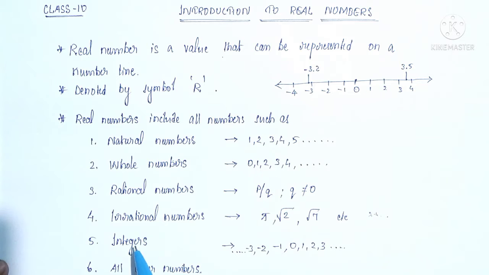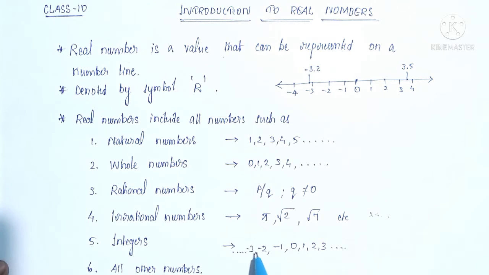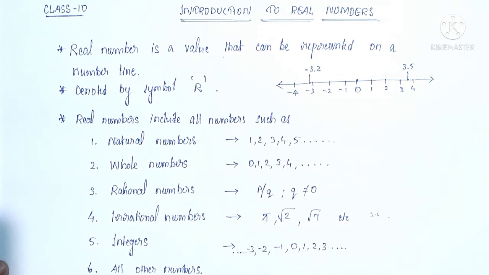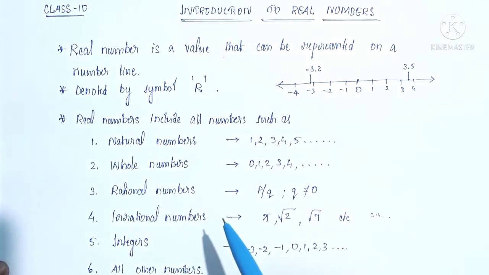Next come the integers. What are integers? Integers will include the negative values also. So from -1, -2, -3 until infinity, 0, and 1, 2, 3 until infinity. So this will come under integers. All these numbers will come under the category of real numbers. Clear?